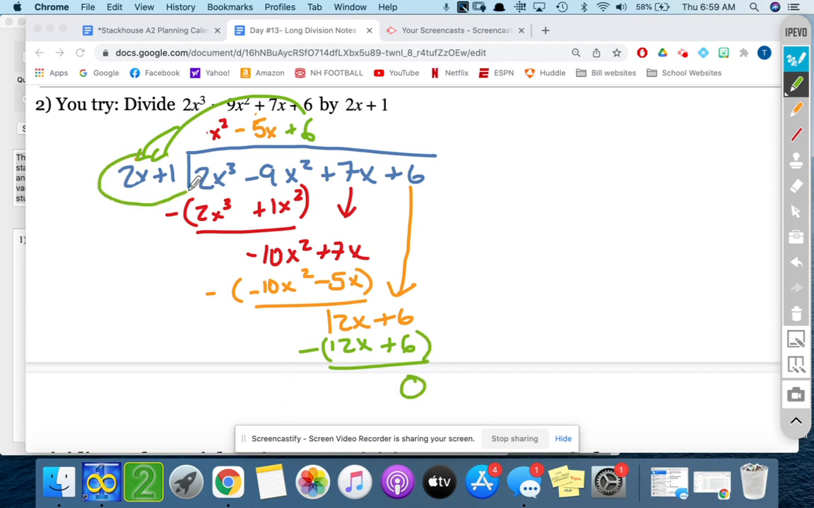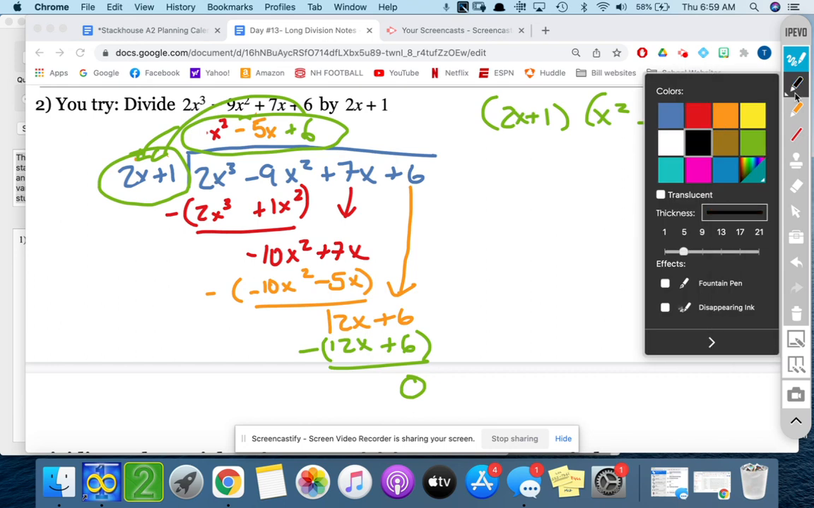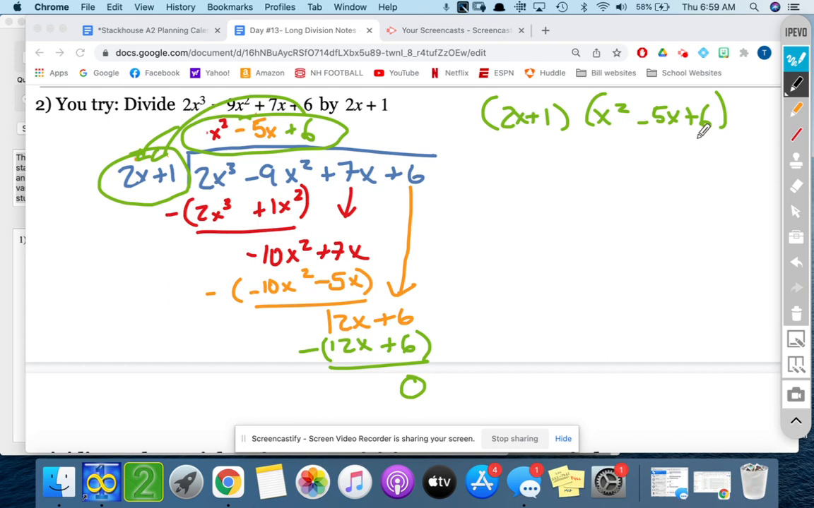So this is a root based on the original problem. So I know 2x plus 1 is, and this answer right here, x squared minus 5x plus 6, would give me the other roots. Now I have to do a little bit of work to find those other roots, because I wouldn't necessarily know how to plot this. So we've got to look for numbers that add and multiply. We're going to factor.